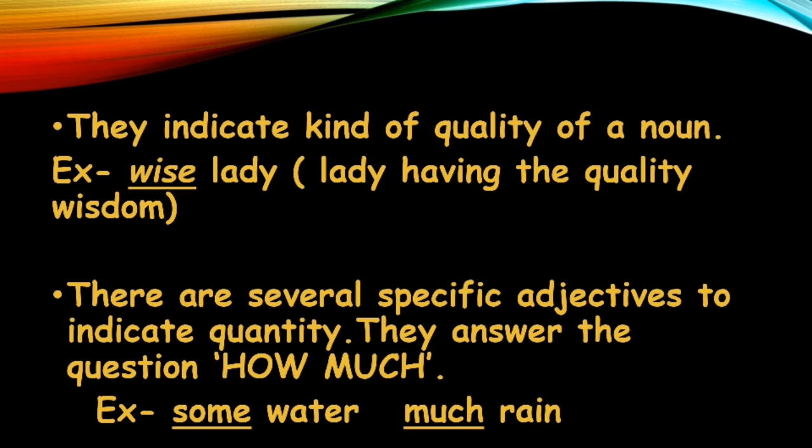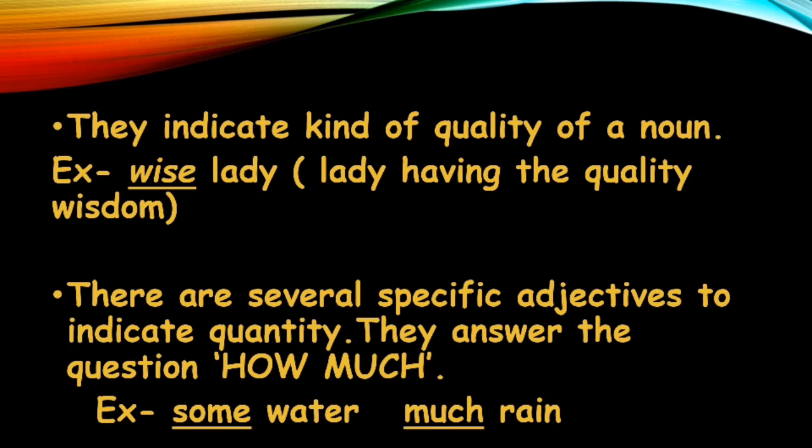There are several specific adjectives to indicate quantity. Do you know what is quantity? Quantity is amount, how much, kitna. So there are a number of adjectives which tell us quantity, and which question do they answer? How much. How much means kitna, and these are adjectives of quantity. Adjectives which tell us quantity will be adjectives of quantity.